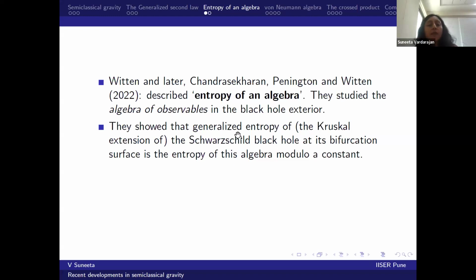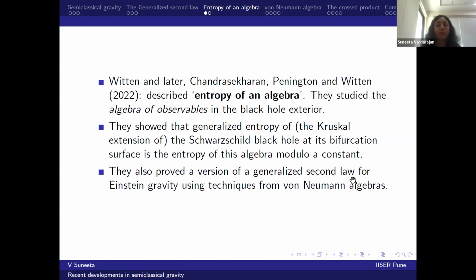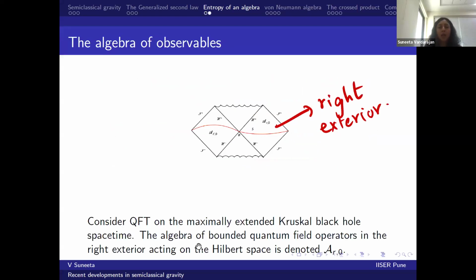Then what they showed was that the generalized entropy of the Schwarzschild black hole at a special surface called the bifurcation surface is the same as the entropy of this algebra. So the entropy of the algebra is some statistical quantity which you get from doing some calculations with the algebra. And they said that's the same as the generalized entropy modulo a constant. That's what they showed. And they also proved a version of the generalized second law for Einstein gravity using techniques from von Neumann algebras. Okay, so let's try to deconstruct all the terms that I've just mentioned here.